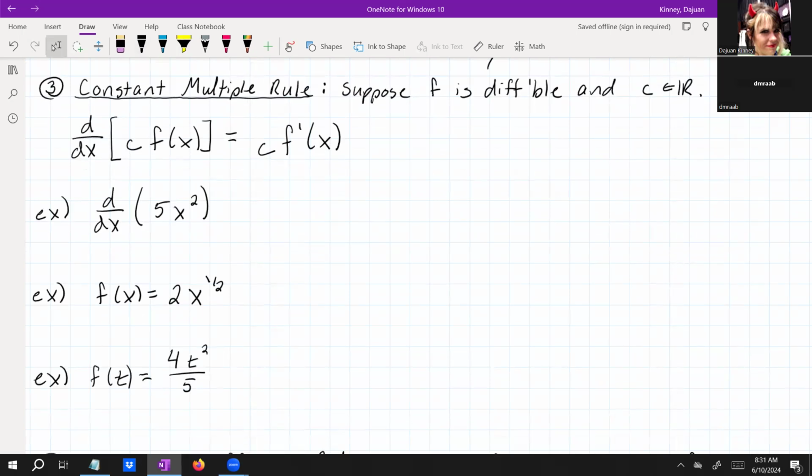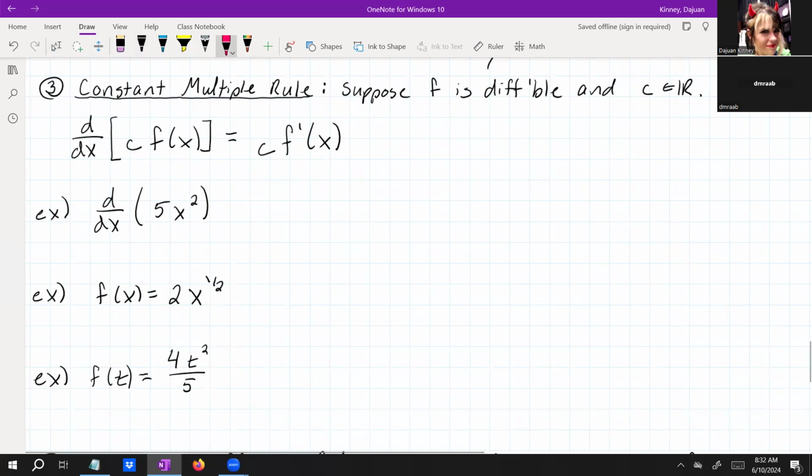This is the most common one. I almost forget that it's its own rule because I like to throw it in with the other ones. Constant multiple rule. So suppose f is a differentiable function, which is what that nonsense means, and c is a real number. Then we kind of think of it as pull your c out. So pull it out of the derivative, out of the function. We just get c times f prime of x.